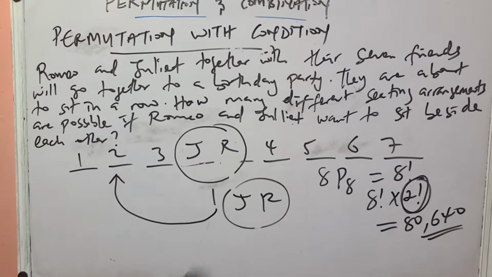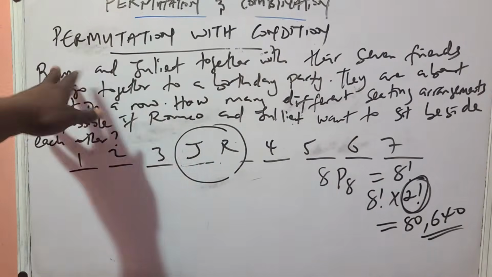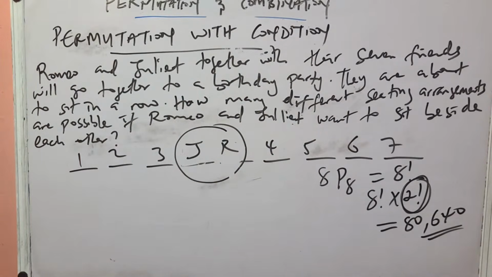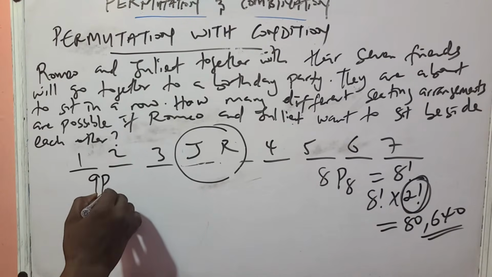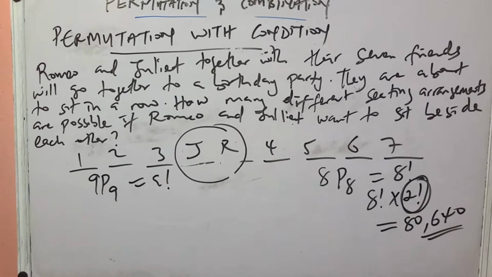Look at this one now. If we don't have any condition attached, that means if we just said there are 9 different people, Romeo and Juliet included, and 7 friends, 9 people. If I told you to help me permute these 9 people in different sitting arrangements, and I didn't give you any condition, I told you already in permutation, we look at those 9 people as objects. So we have 9 different objects. You want to arrange the whole 9. That will be 9 permutation 9. That will be 9 factorial.